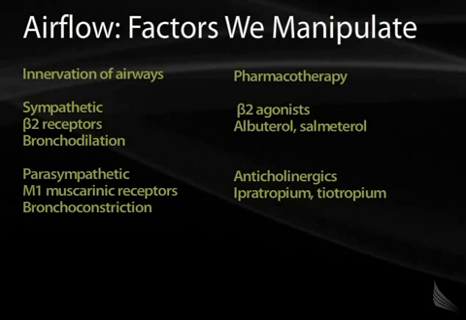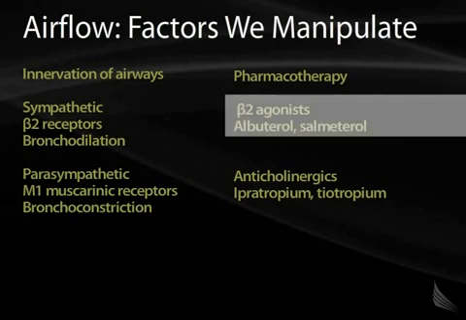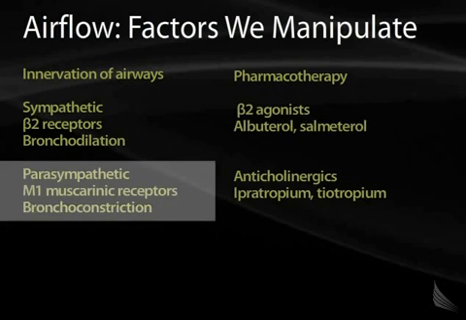Pharmacologically, we manipulate this by giving sympathetic stimulants, such as beta-2 agonists like albuterol or salmeterol, or by giving parasympathetic antagonists or anticholinergics such as ipratropium or tiotropium. Tiotropium is just the long-acting version. Both of these are going to lead to bronchodilation, either directly by stimulating the beta-2 receptors or by inhibiting the parasympathetic mediated bronchoconstriction.